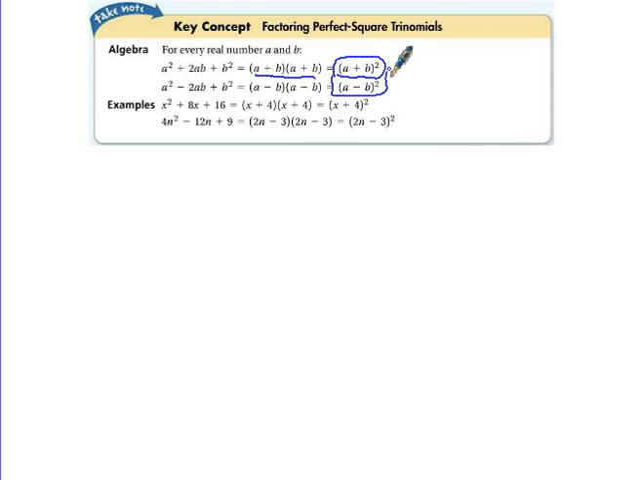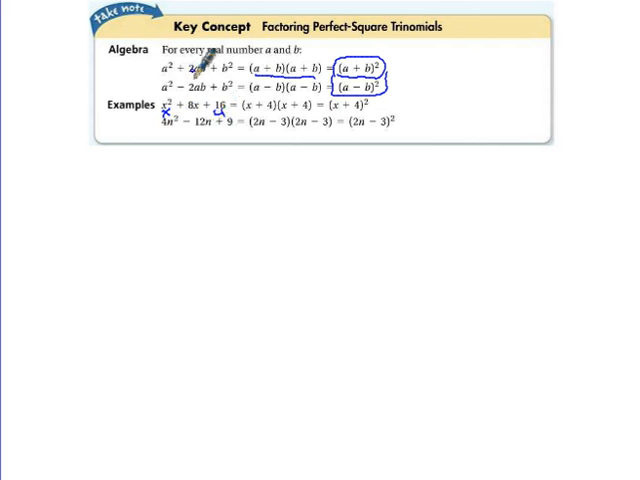So for example, x squared plus 8x plus 16. Is x squared a perfect square? Yeah, x times x is x squared. So therefore, the square root of x squared is x. Is 16 a perfect square? Yeah, what number times itself gives you 16? Yeah, 4 times itself gives you 16. Now, if I multiply these two numbers together, what do I get? What's 4 times x? Just 4x.